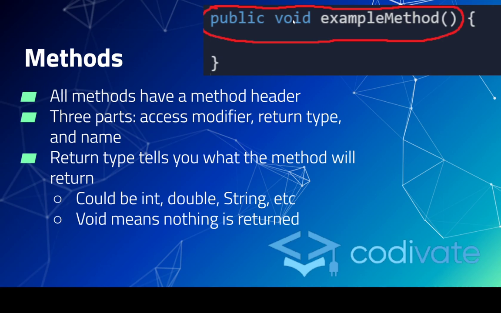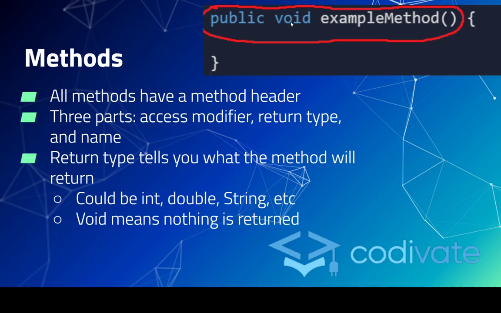I will talk about that in more detail in a second. And then the name. The name has the same naming convention as variables. The first letter is lowercase, and then every new word starts with an uppercase letter. So in this example method, the M is capitalized. Then you have parentheses, and in these parentheses you can put parameters. I'll talk about that in a second. But back to return types.